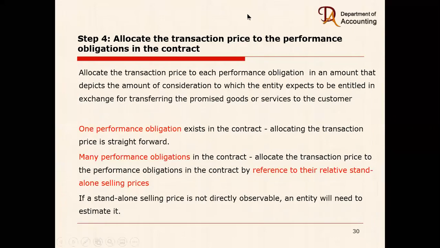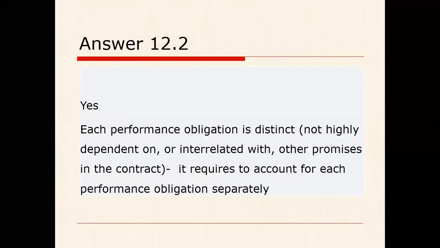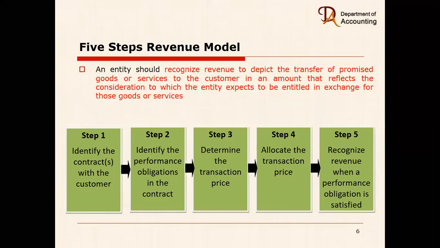Right. So we've been discussing the five-step model. Today we have to continue from step 4. So far we have discussed 3 steps. Just to go back to the model, first we identify the contract with the customer.